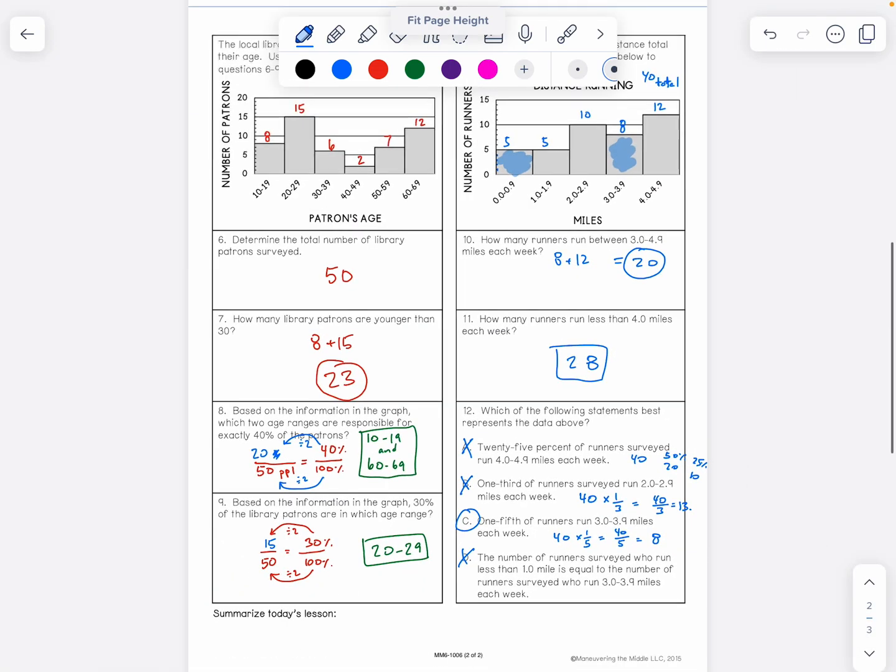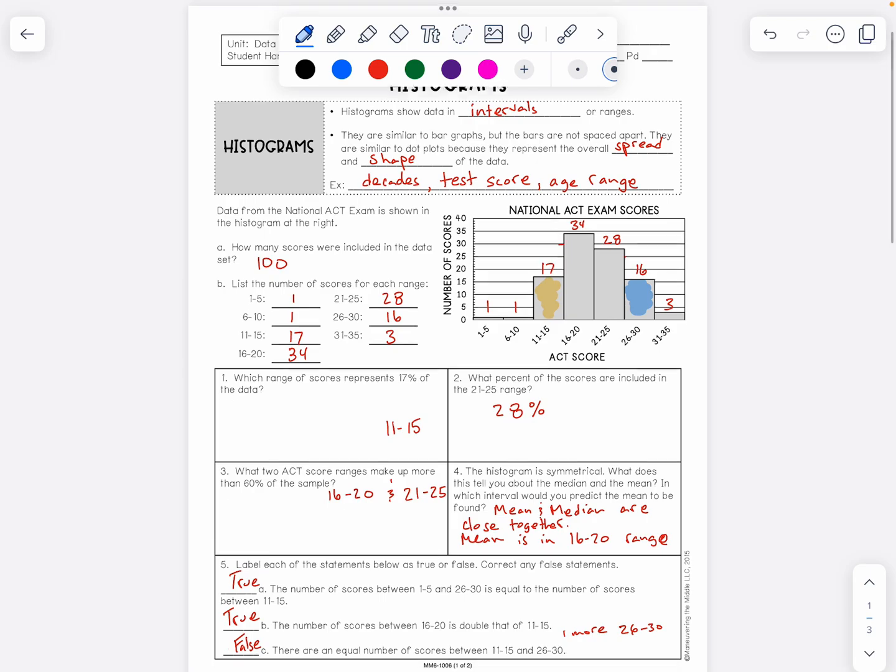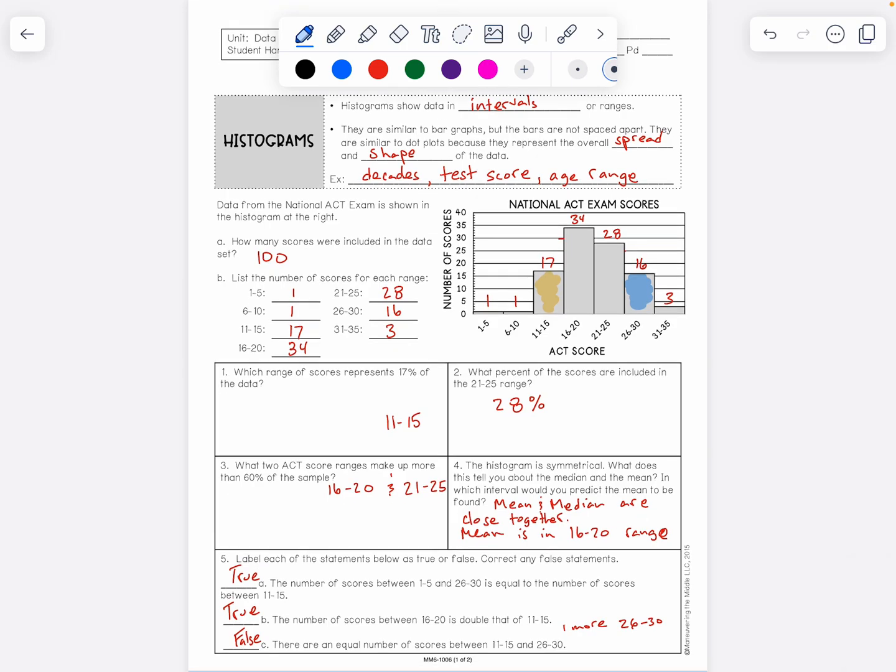All right, so hopefully you understand histograms pretty well. Go ahead and try answer some questions about histograms, maybe make some of your own. Good luck.